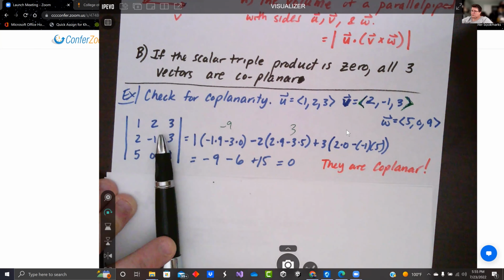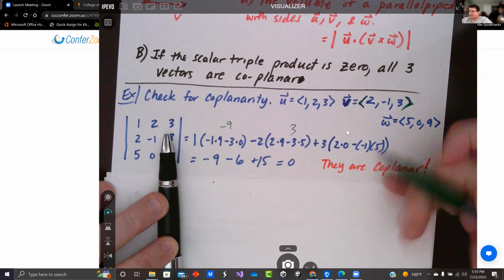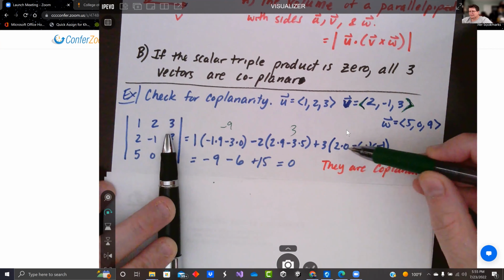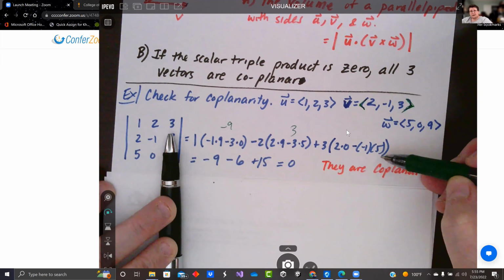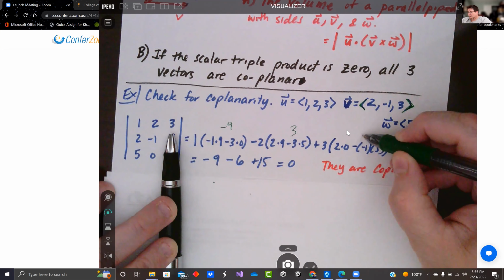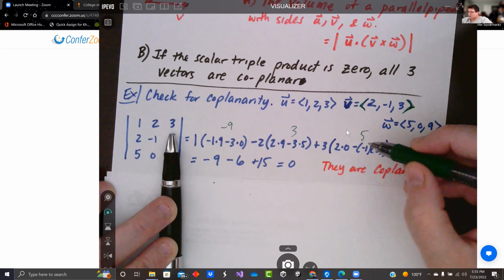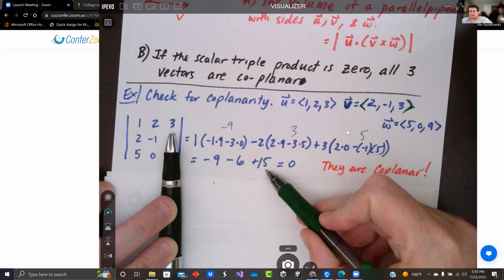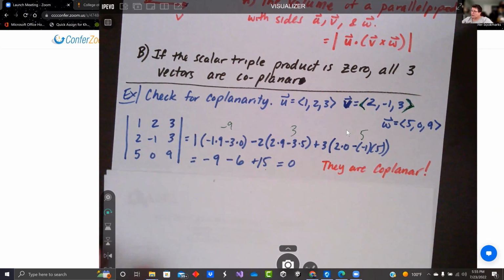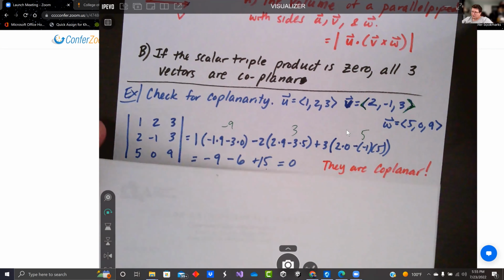Finally, we do our 3. This one's positive. The determinant of the submatrix, 2 times 0 minus -1 times 5. I've got minus is plus. 2 times 0 is 0. This is plus 5. So that ends up being the plus 15. -9, -6, and 15 do equal 0. So those three vectors are coplanar.